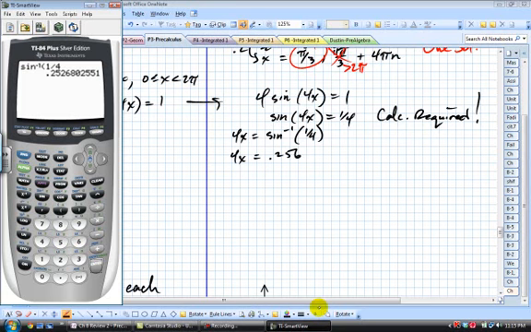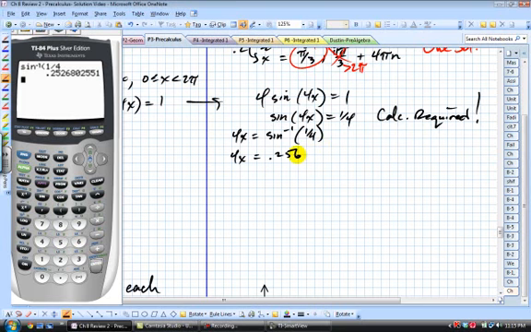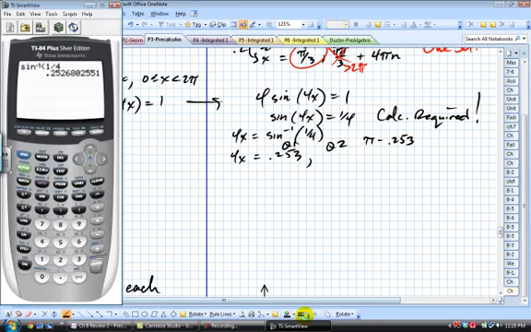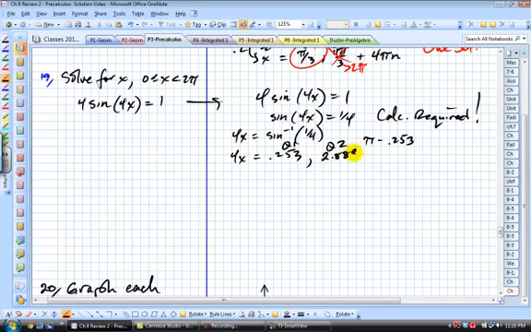Let me see, 0.253. So let me see here, 0.253. That's quadrant 1. Now quadrant 2 is pi minus that. So pi minus 0.253 gives me my quadrant 2 answer. So let me get that. Pi minus my answer, I get 2.889. So 2.889 radians, that's my quadrant 2, plus 2n pi, multiples of the period. Then I divide everything by 4, because I have to solve for the unknown.